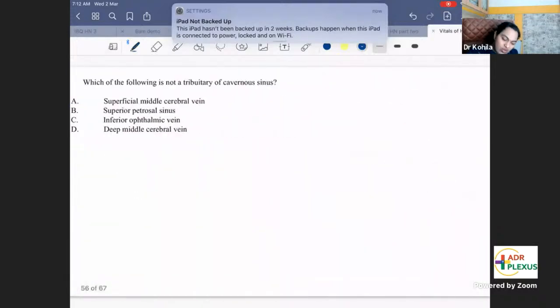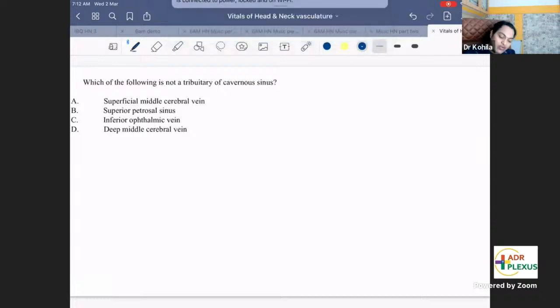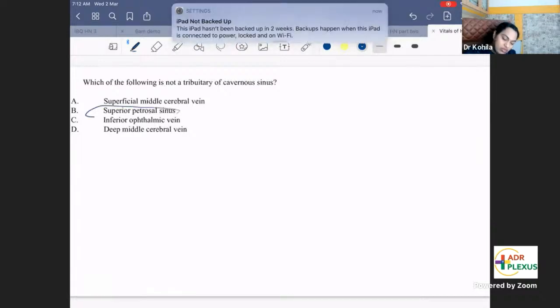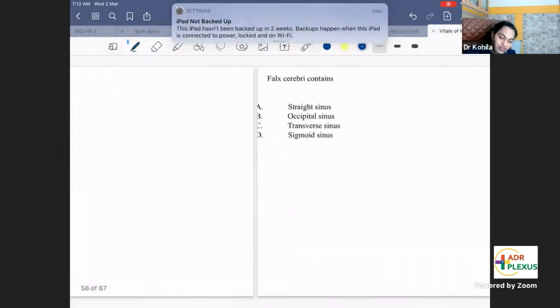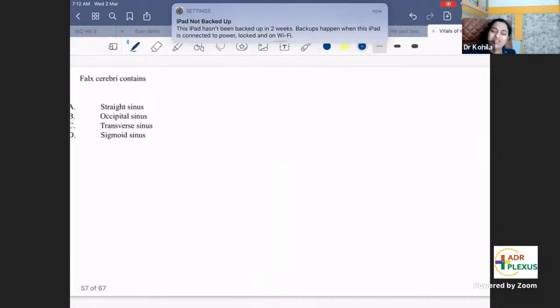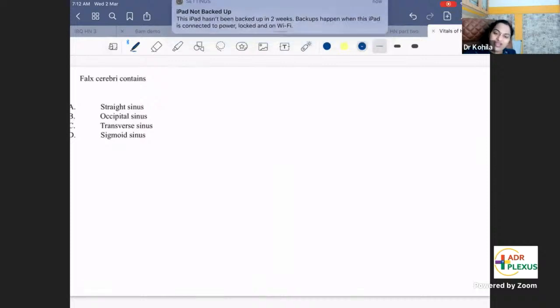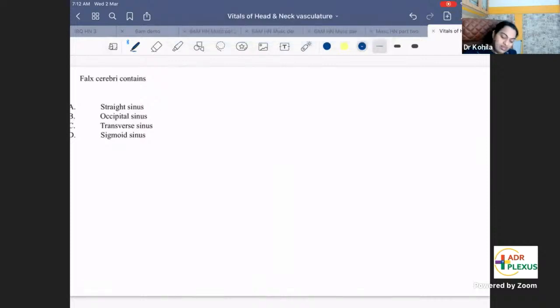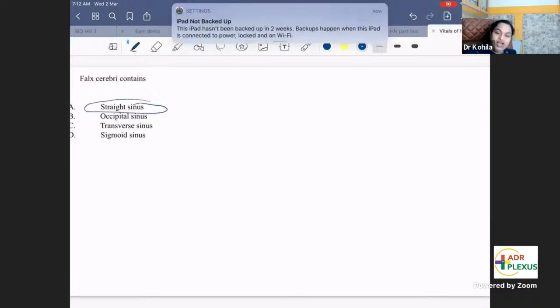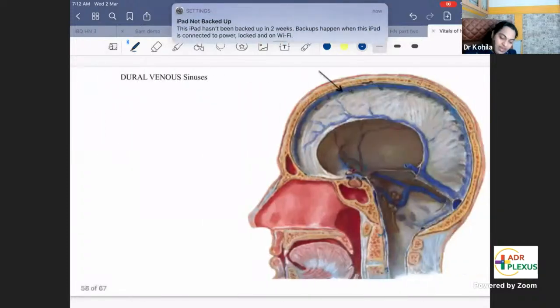Which of the following is not a tributary of the cavernous sinus? I don't know whether you might know this one. This one is easy. Falx cerebri contains. Looks like you people have to revise dural venous sinus.